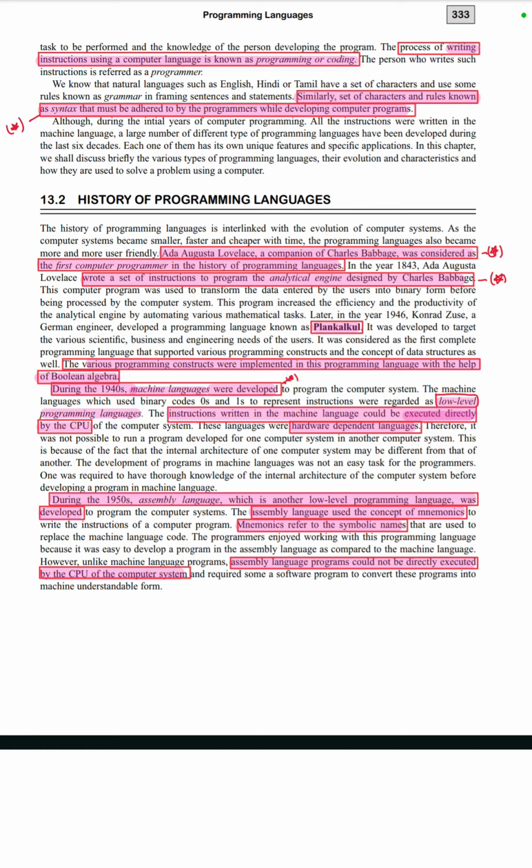During the 1950s, assembly language, which is another low-level programming language, was developed. The assembly language used the concept of mnemonics to write the instructions of a computer program. Mnemonics refer to symbolic names. Assembly language programs could not be directly executed by the CPU of the computer system.